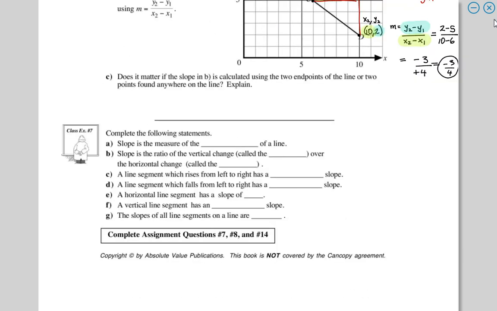All right, folks, you guys are rocking. I'm impressed. We'll finish this class example 7, and then you can work on the homework, and then I'll give you the quiz.